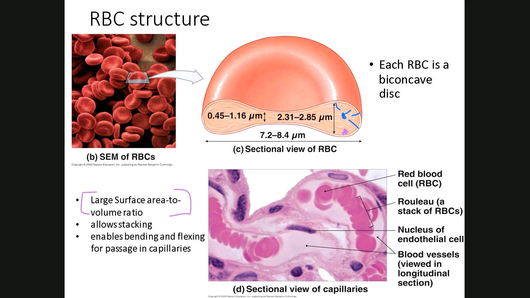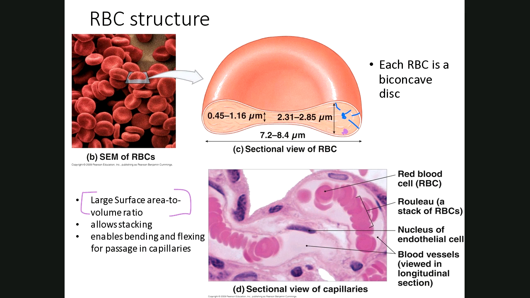Okay. Again, biconcave disc allows stacking. That's a great advantage, so I can get a large number in a small area. And this donut shape does have some flexibility. So the red blood cells, in the event they get turned around, squished a little bit, they're not going to immediately break open and break apart.